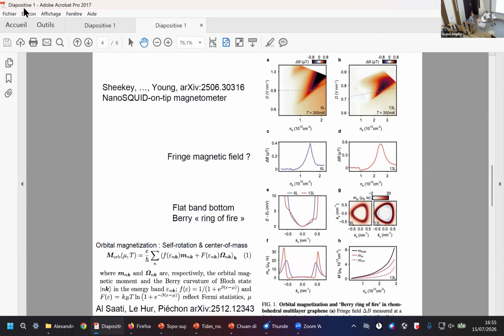Is it a simulation? It's a calculation. Yeah, but this one as well. Yeah, sorry. These two are experiment. The bottom part is calculation.